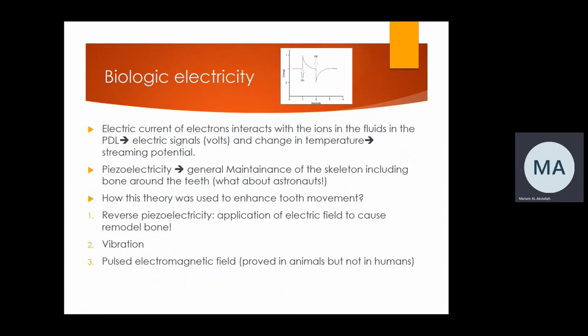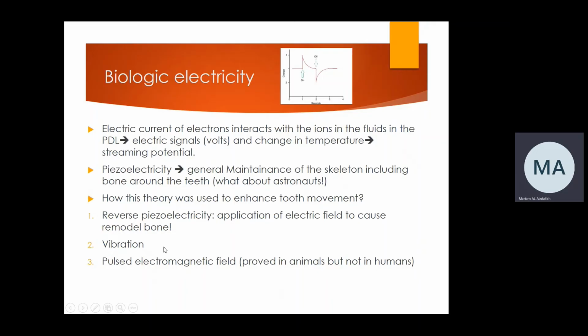One of the methods that is used is called reverse piezoelectricity. Reverse piezoelectricity means that you don't wait until the piezoelectric current is produced within the bone, you actually apply it from outside, from outer effects. So application of electric field to cause remodeling of bone. And this is why it is called reverse piezoelectricity.